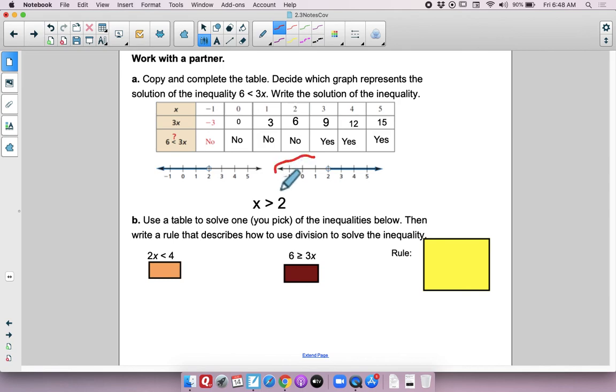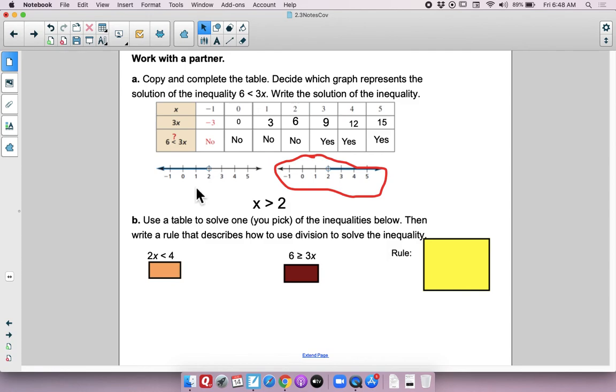This one, yay. Now notice, we're just picking the integers, right? 2, 3, 4, 5, 1, 0, -1, right? Of course, anything in between here would also work. So if we use 3.5, 3.5 times 3 would be 10.5. Is 6 less than 10.5? Yeah, it is. So it's all real numbers there. It's not just the integers.